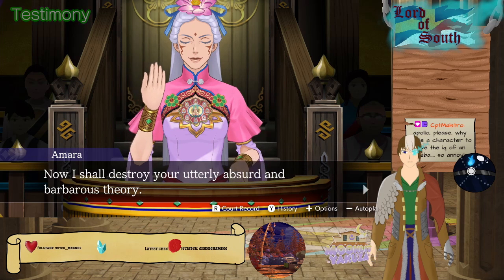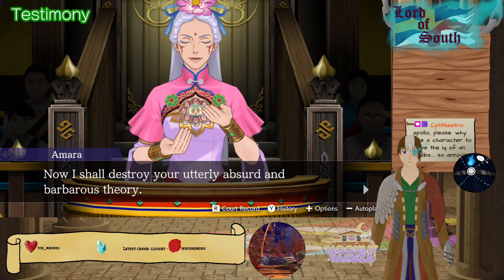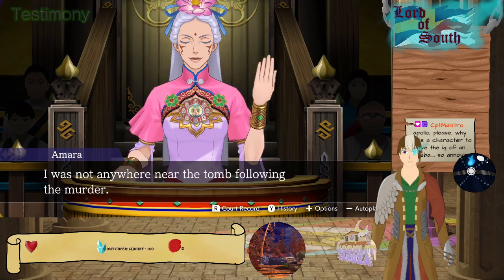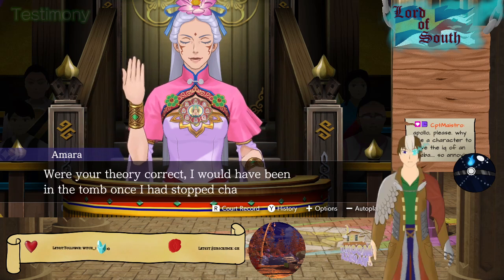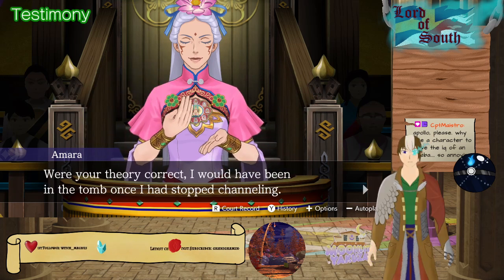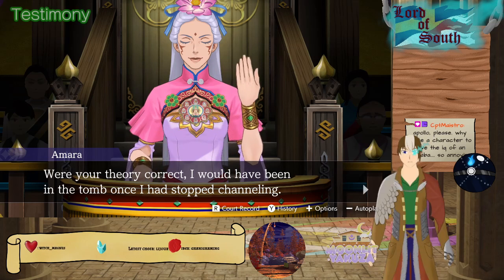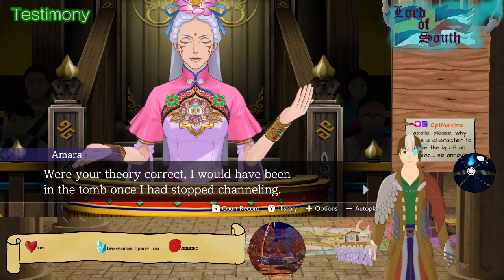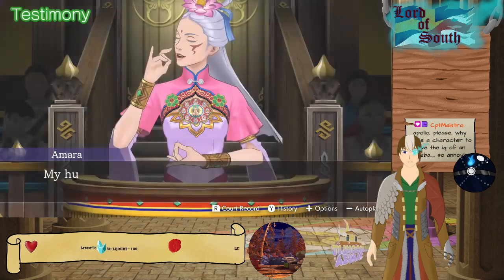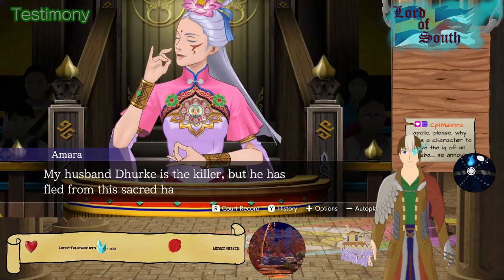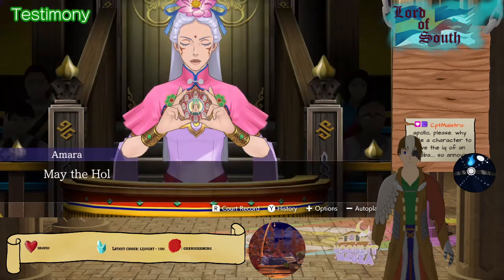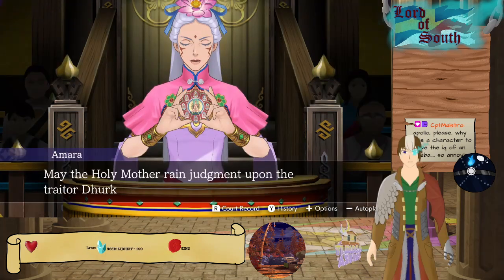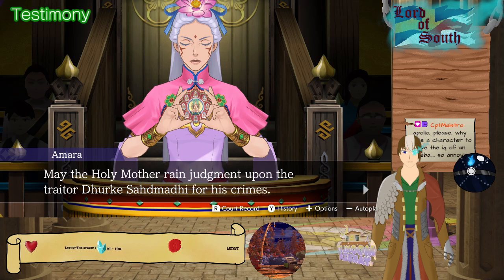Now I shall destroy your utterly absurd and barbarous theory. I was not anywhere near the tomb following the murder. If your theory were correct, I could have been in the tomb once I had stopped channeling. My husband Daruk is the killer, but he has fled from this sacred hall. May the Holy Mother rain judgment upon the traitor Daruk Sadman for his crimes.